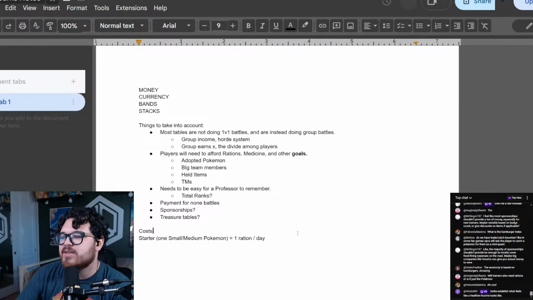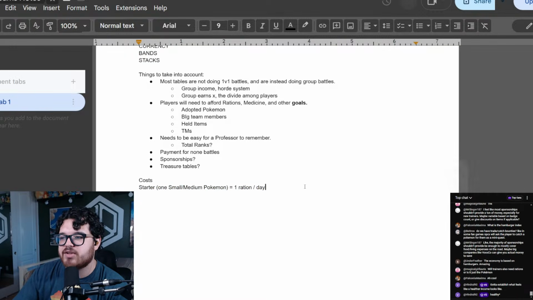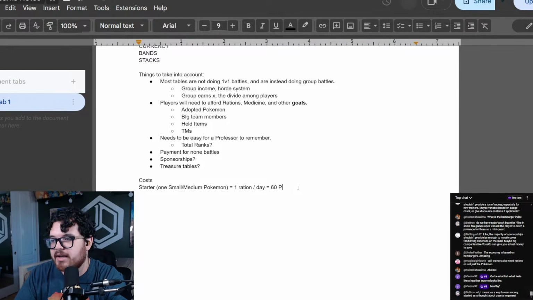So we're assuming that the trainer starts with 1 small to medium Pokemon with 1 ration per day. It's just sort of the assumption, which means that each day it's costing them, if we stick with Nikki's idea, 60 Poke a day, right? And then if you give it a week, that's 350 P a week, right? Per 1 small to medium Pokemon.